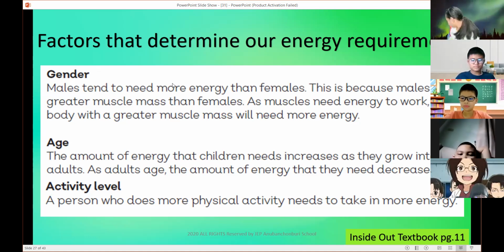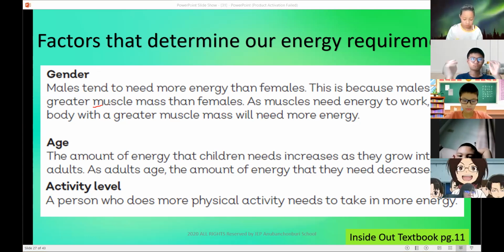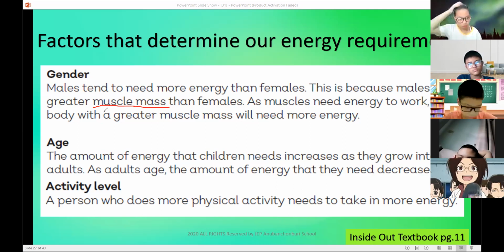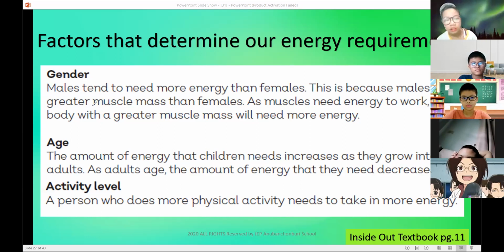It is because boys and girls have different muscle mass. Okay? So the boys have bigger muscle mass, and if there is a bigger muscle mass, they need more energy as well. We boys need more energy to move our muscles because our muscles are bigger than the girls'. I'm not saying girls don't have muscles, but they have less muscle mass. That is why they need less energy to move. So that is the first thing we need to understand: muscle mass for gender.